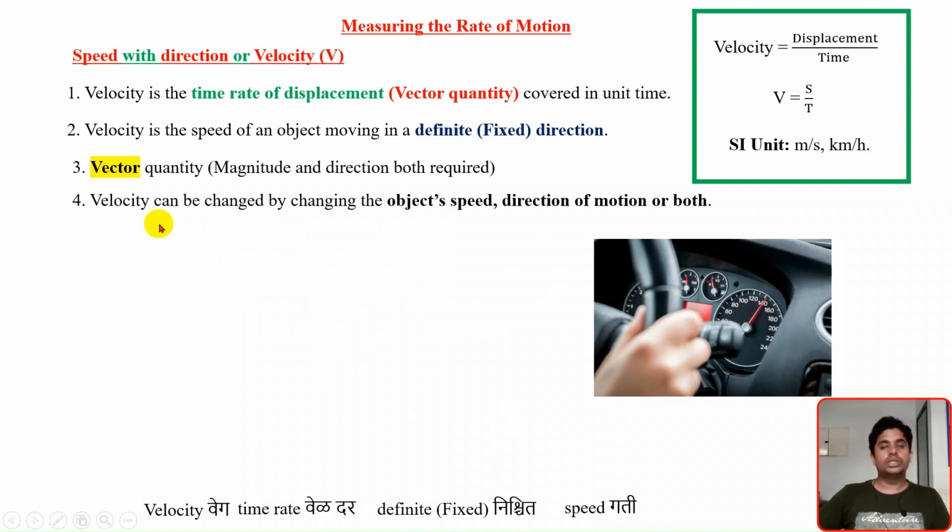So whenever you want to change the velocity of an object, either you change the object's speed, that is the first option; second, change the direction of motion; and third, change the direction of motion along with the object's speed. These are the three options with which you can change the velocity of an object. In coming videos, we will discuss what is uniform velocity and non-uniform velocity. Thank you.